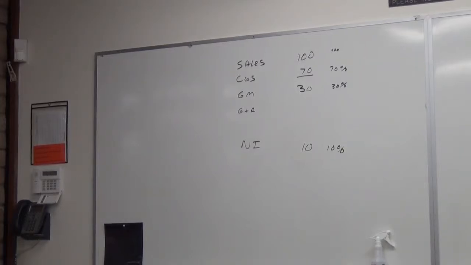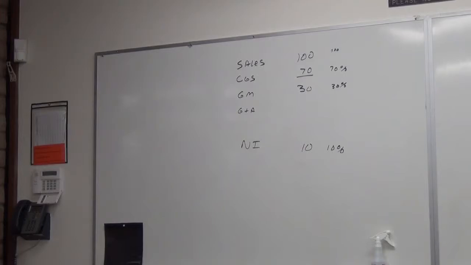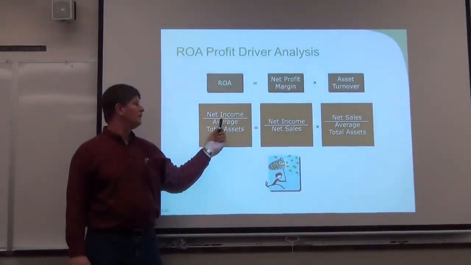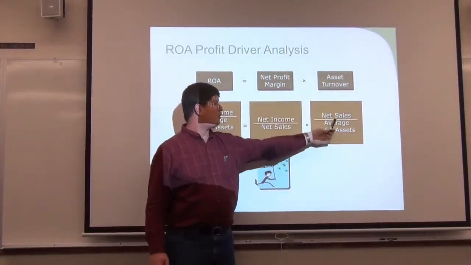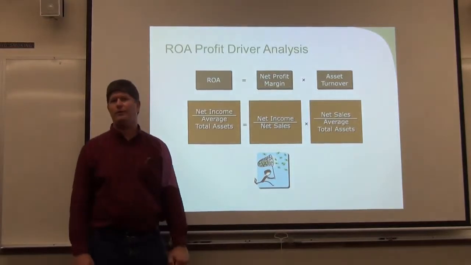Return on assets is a combination of net profit margin and asset turnover. We cover asset turnover yet? I don't think so. We're going to. Asset turnover is net sales divided by average total assets, which we talked about here. So notice return on assets has net income as the numerator and average total assets as the denominator. Asset turnover again has average total assets as the denominator, but net sales as the numerator.